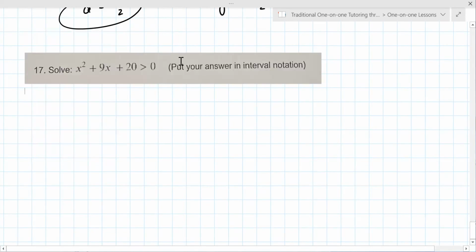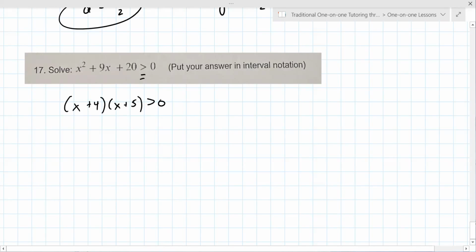All right. So whenever it says greater than 0, less than 0, you want to ignore that. You essentially want to assume it's equal to 0 for the moment. And this one you can solve by factoring. So two numbers that multiply to 20 but add up to 9. That's +4 and +5.